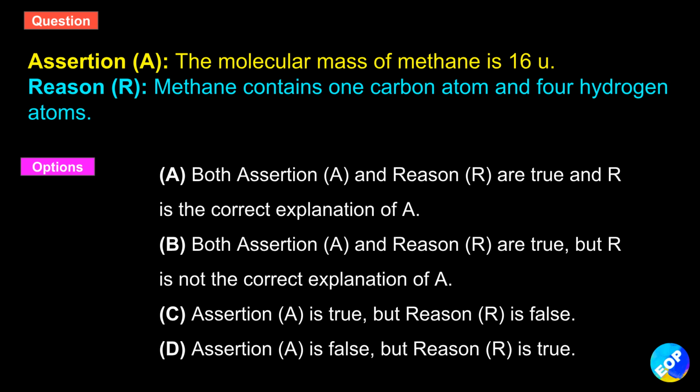A says the molecular mass of methane is 16 AMU. R says methane contains 1 carbon and 4 hydrogen atoms. Answer is A. Both A and R are true. R is the correct explanation.